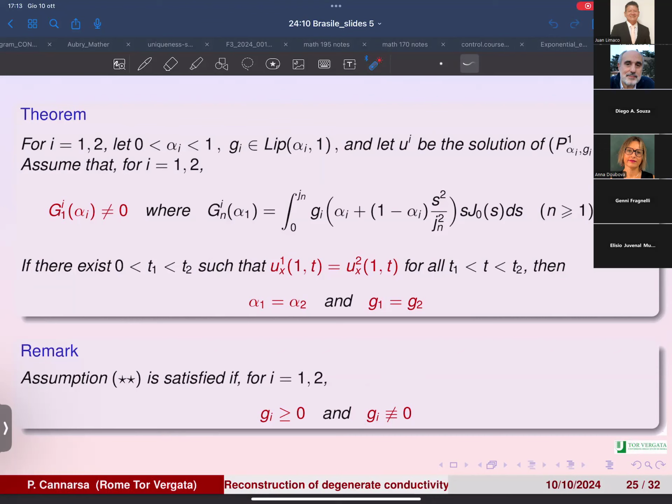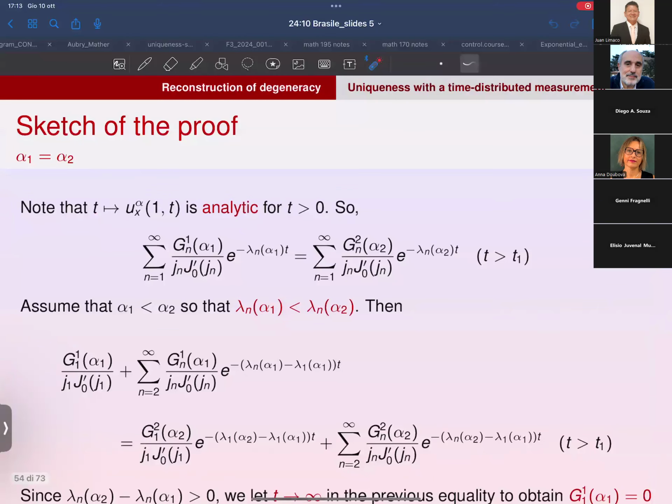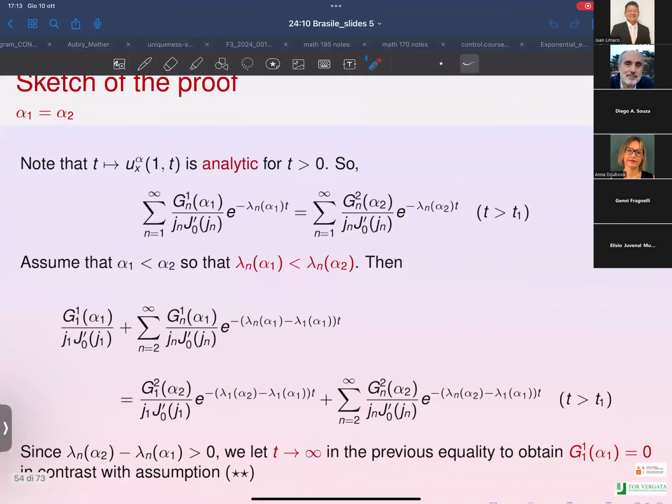10 minutes, okay. So let me give an idea of the proof of this result. There is time to do that. Okay, so these are the representation of the normal derivatives of the first solution, of the second solution, in terms of the corresponding eigenvalues, so two different values of alpha, and two different values of the Fourier coefficient.